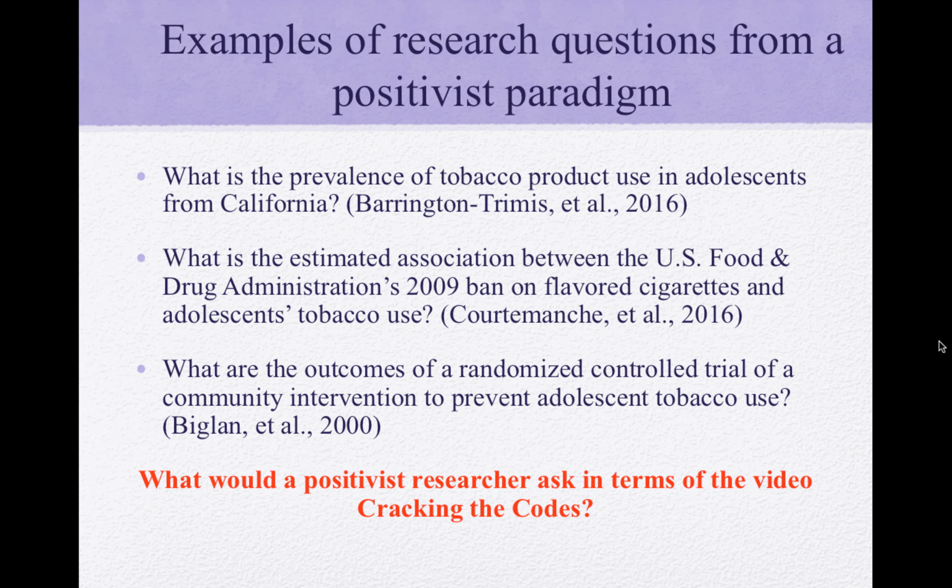And finally, what are the outcomes of a randomized controlled trial of a community intervention to prevent adolescent tobacco use? So, a randomized controlled trial often will be manipulating one specific variable, which would be the intervention, and controlling for other variables. So, you're not bringing in any context, you're just saying, is this intervention good or bad for adolescent tobacco use in terms of cessation? And can we say that because it was randomized, that people were randomized into these trials and that we controlled for external variables, can we say quantitatively within a little bit of error, was the intervention beneficial or not?